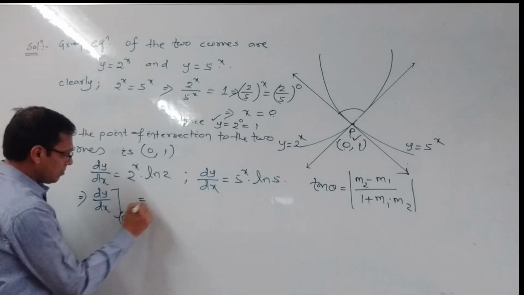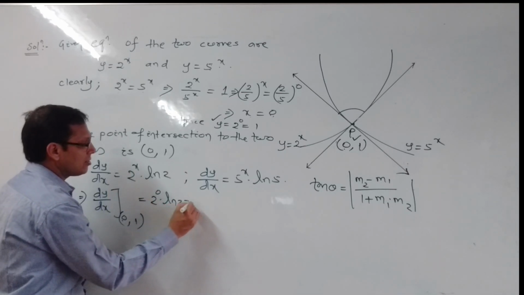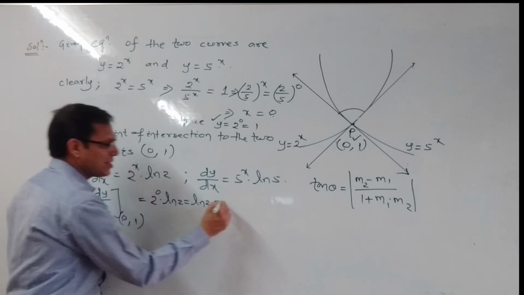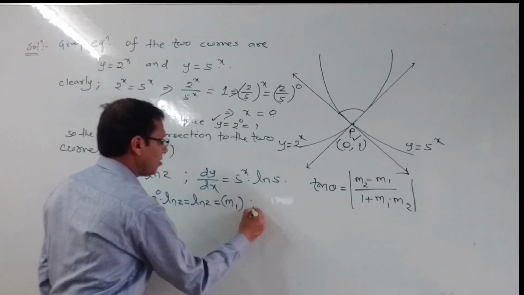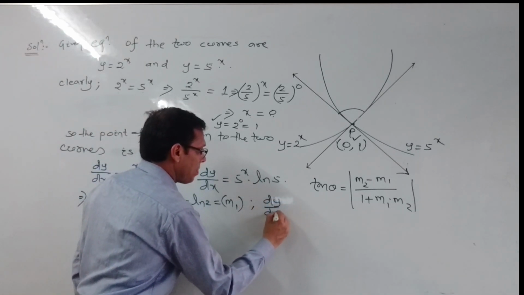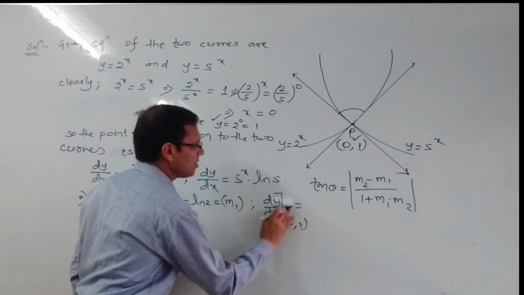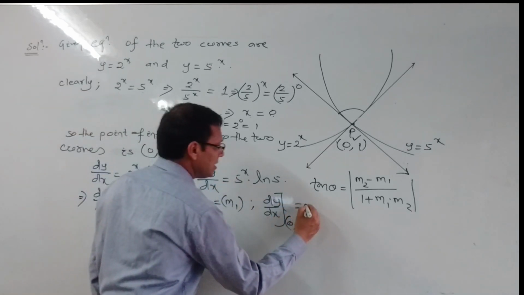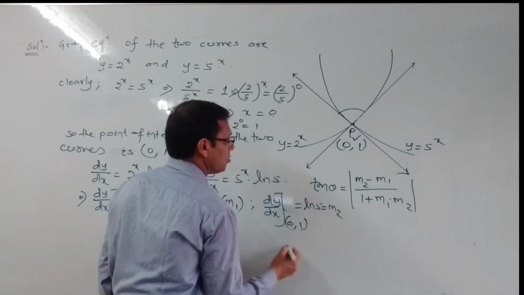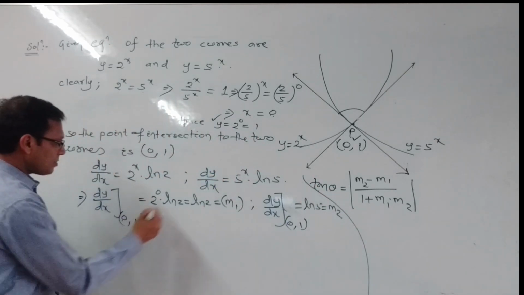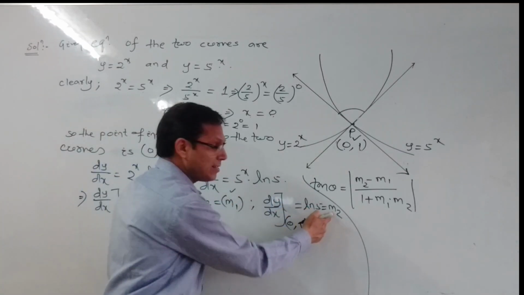So at (0, 1), that means x is equal to 0. Here you will replace x with 0. That means 2^(π·0) · ln 2 is nothing but ln 2, which is the slope of the first tangent. You can denote this by m1. And for the second curve, dy/dx at the point (0, 1) is 5^0, which is 1, times ln 5. You can denote this by m2.